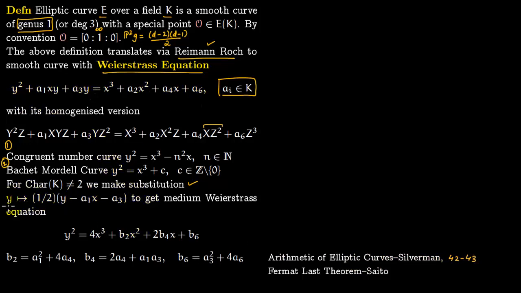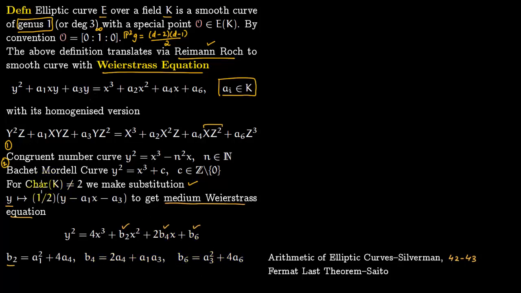So you make the first substitution. y you write as half of (y minus a1x minus a3), and you get this simpler equation, which we call the medium Weierstrass equation. And you have these new coefficients b2, b4 and b6, and these are related to the previous coefficients like this: b2 is a1 square plus 4a2, b4 is 2a4 plus a1a3, b6 is like this.